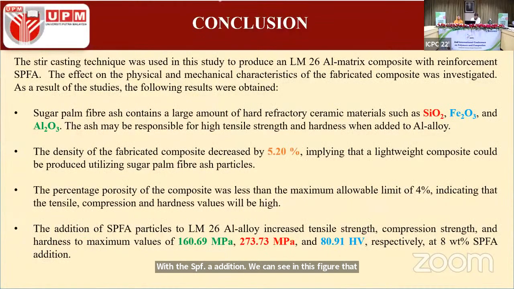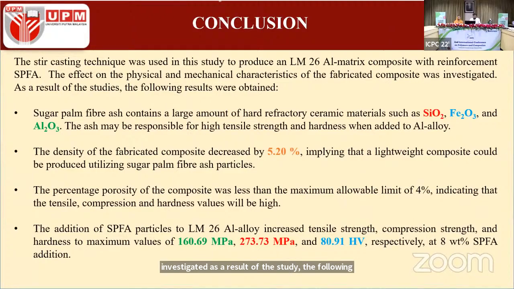Okay, I think I'm towards the end of my lecture, so I would like to conclude. The stir casting technique was used in this study to produce an LM26 aluminium matrix composite with reinforcement SPFA. The effect on the physical and mechanical characteristics of the fabricated composite was investigated. As a result of the study, the following results were obtained.